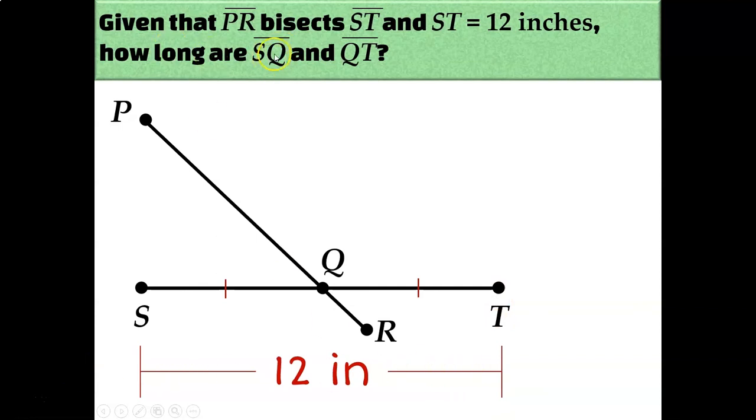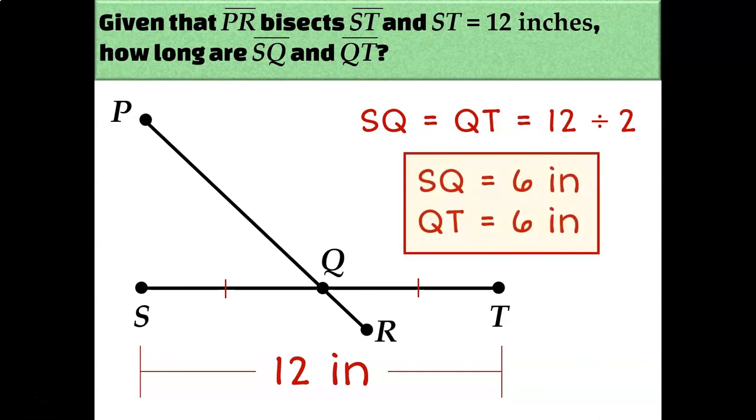So the question is, how long are SQ and QT? Well, they have to be the same length, right? And they have to add up to a total of 12. So basically all you need to do is divide 12 by 2, divide it in half. So both SQ and QT must be 6 inches long.